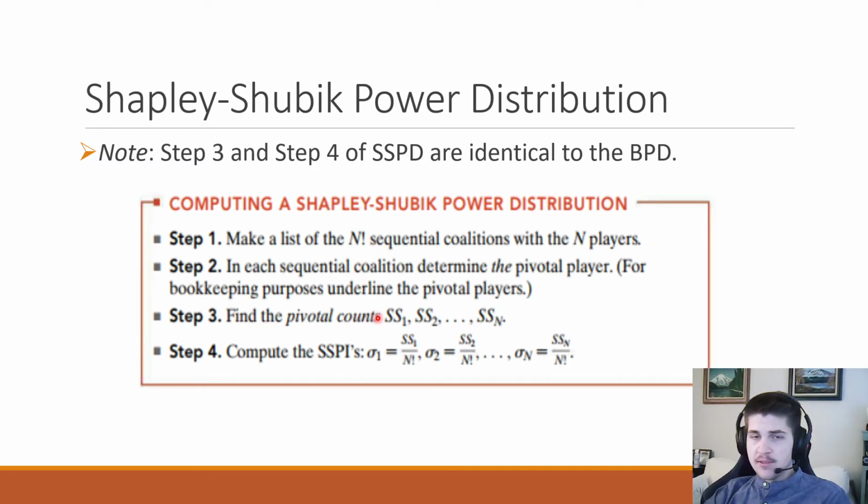It then says to find the pivotal counts: basically, count them all up, and take the ratio of the individual pivotal counts to the total, where SS is just standing for Shapley-Shubik, and sigma is the Greek equivalent of S. These are just variables representing how many times each person was pivotal, and then what their actual Shapley-Shubik power index was. That's what SSPI stands for, Shapley-Shubik power index. The distribution would be, much like the Banzhaf power distribution, the level of power for each player, which is the final answer we get from this.